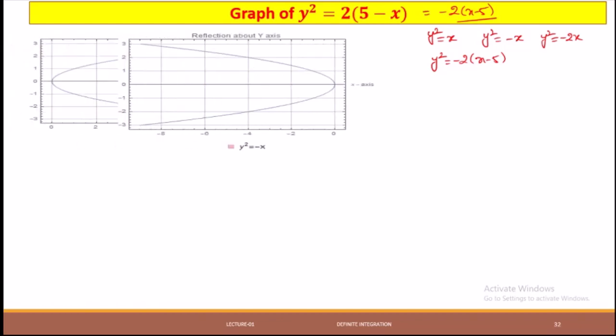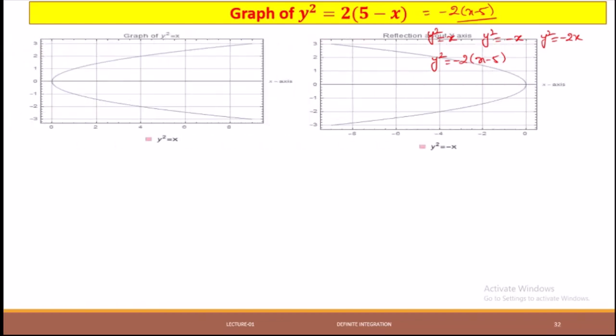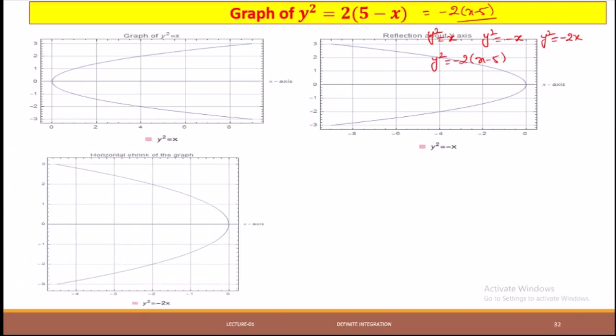Now we will plot the graph of y squared equals minus x. So y squared equals minus x will be a reflection about the y axis. Okay, now we will sketch the graph of y squared equals minus 2x. It is a horizontal shrink of the graph. If you have a horizontal shrink, obviously it will grow up vertically. Okay, anyway, the graph of y squared equals minus 2x is visible here.